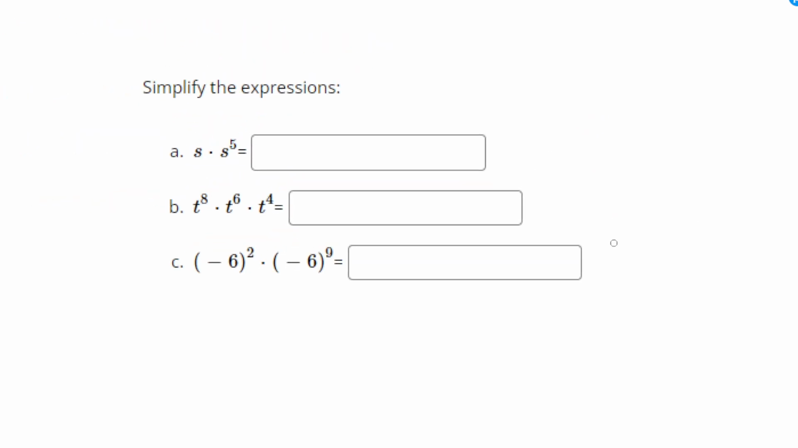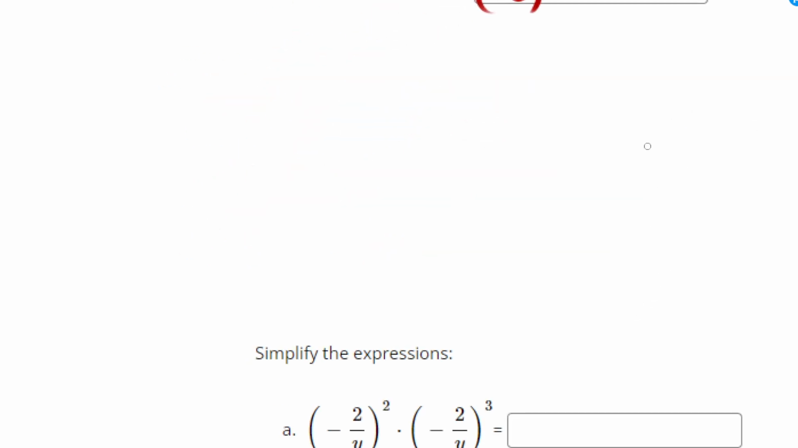With this one, we're adding these together, so it'll be s to the 6th. This one we're still going to be adding, so 8 plus 6 is 14, plus 4 is 18. So t to the 18th power. They all have the same bases. This one is negative 6 squared times negative 6 to the 9th. That will give you negative 6 to the 11th, because 2 plus 9.